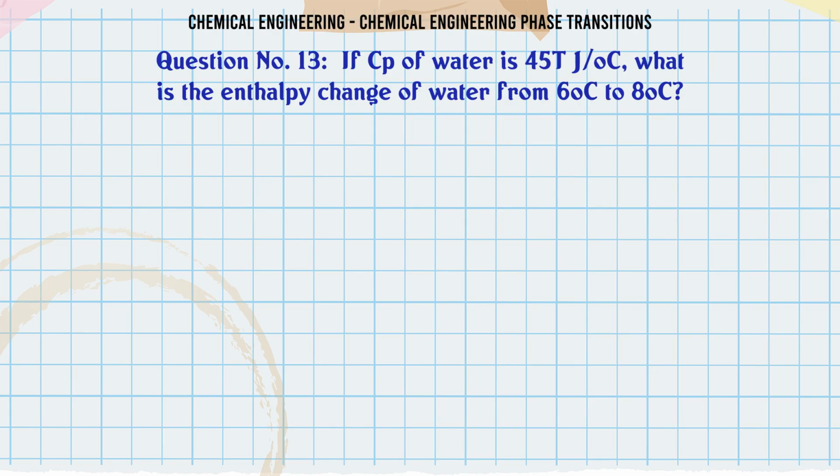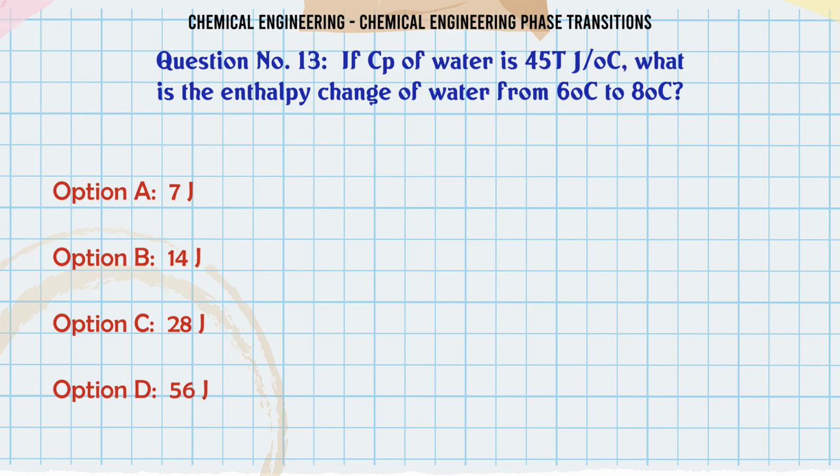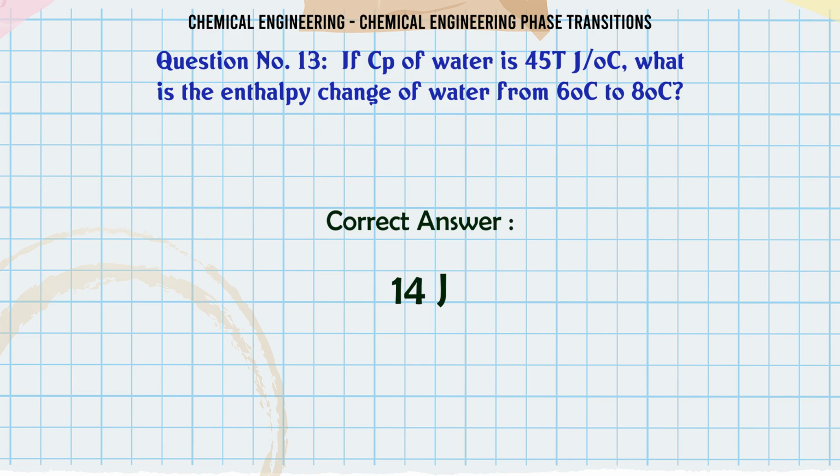If Cp of water is 45 J/°C, what is the enthalpy change of water from 6°C to 8°C? A) 7 J, B) 14 J, C) 28 J, D) 56 J. The correct answer is 14 J.